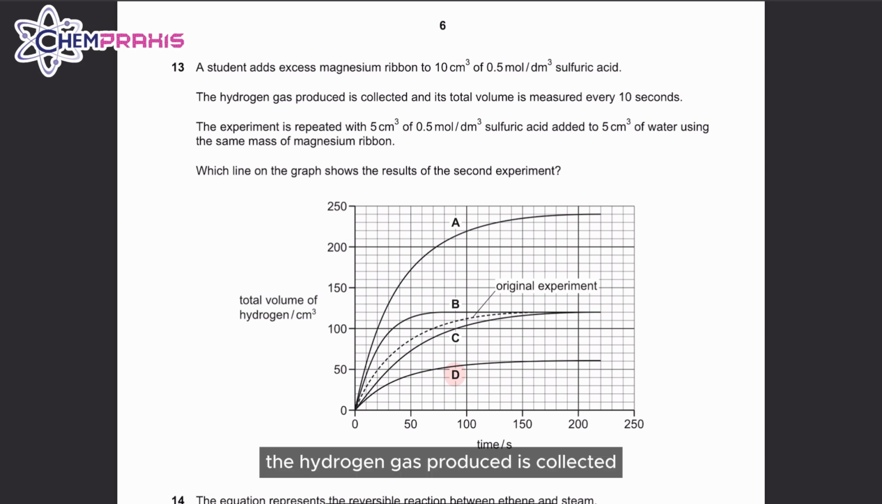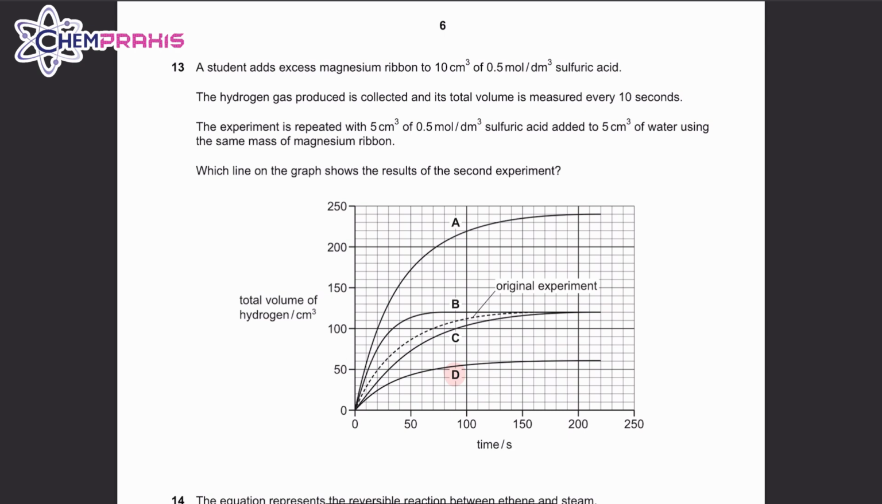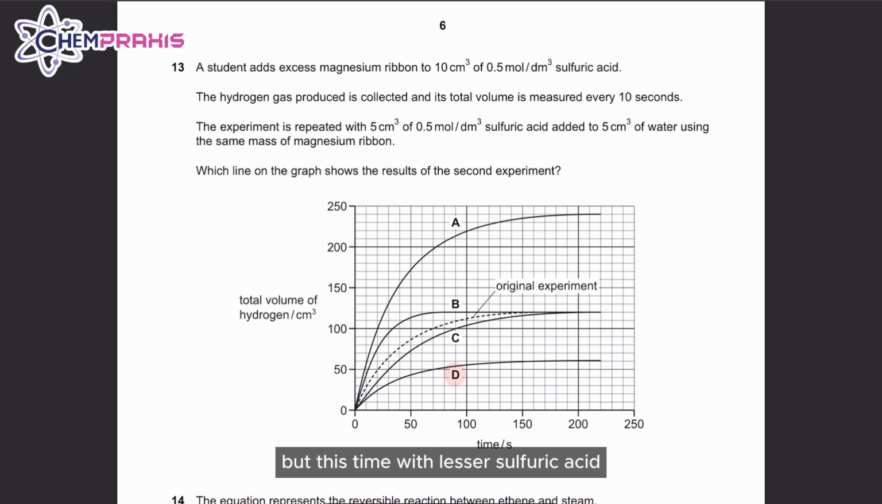The hydrogen gas produced is collected and its total volume is measured every 10 seconds. They repeat the experiment, but this time with less sulfuric acid that is also mixed with water, and the mass of the magnesium ribbon used will stay the same. Which line on the graph shows the results of the second experiment?